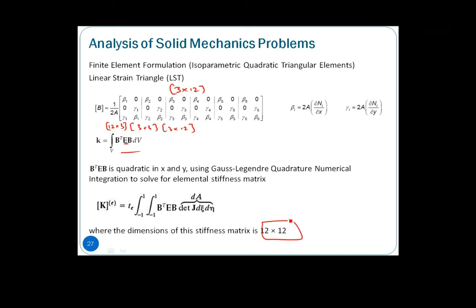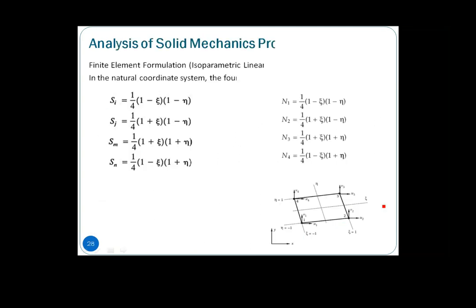All right, so our stiffness matrix here is a 12 times 12 matrix, basically referring to our 6 nodes in 2 directions. So each node has 2 degrees of freedom, then a total of 12 times 12 matrix. Right, so that is LST. So we covered triangular elements, linear and quadratic. Linear is called CST, quadratic is called LST.